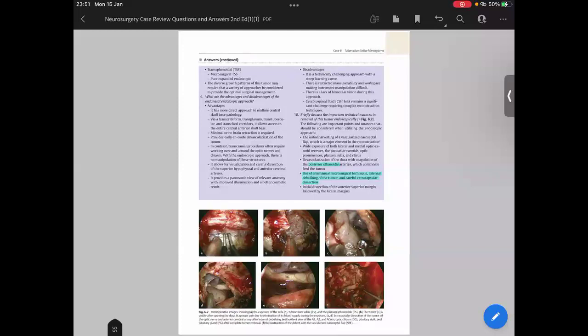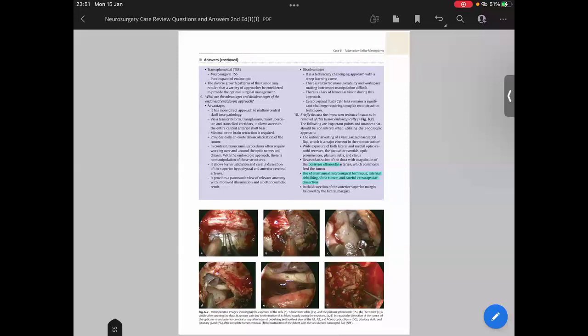Okay, the initial dissection of the anterior superior margin. Sorry, I'm not talking about that, but I just want to lay out clearly what they are talking about. I think these are the critical steps in endoscopic anterior skull-based surgery. So immediately you start.